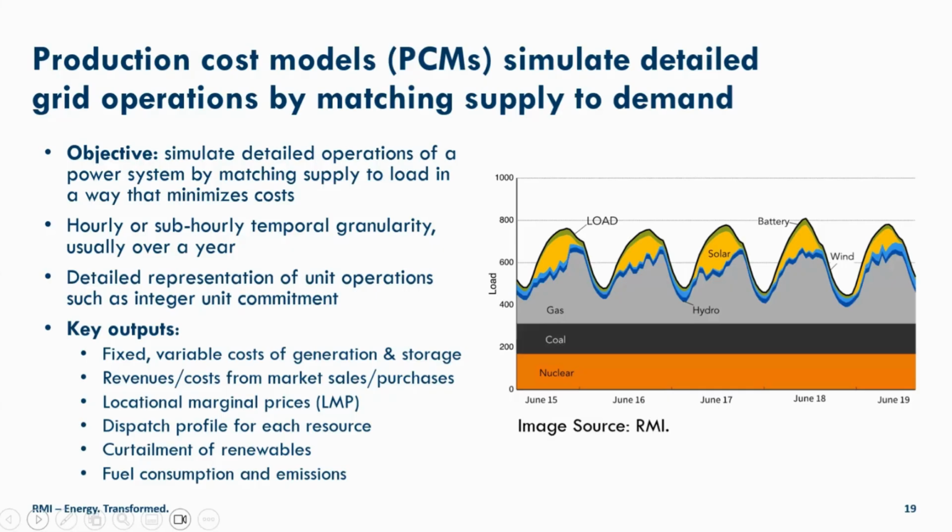They have a much more detailed representation of unit operations, and will have unit commitments as integer variables, which requires more computing power. And that gives us a lot of really useful outputs. As the name suggests, we can get details about production, such as fixed and variable cost of generation and storage, revenue from market sales and purchases, locational marginal prices, detailed dispatch data, renewable curtailment, and fuel consumption and emissions.